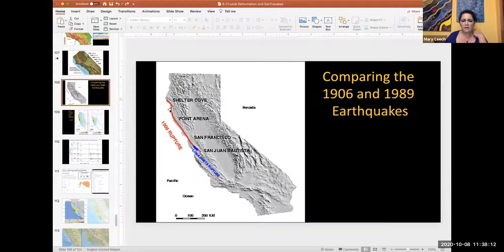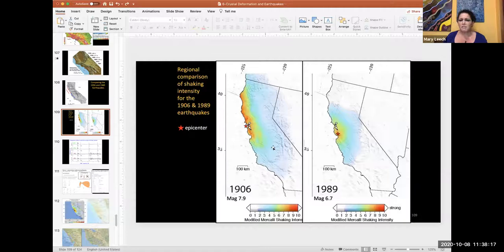The shaking intensity comparison. So here's Loma Prieta with intense shaking from Santa Cruz to the Bay Area. In 1906, it was even more intense in Santa Cruz than the Bay Area, and it extended all the way up the coast to Mendocino. The epicenter for 1906 was just outside the Golden Gate Bridge.